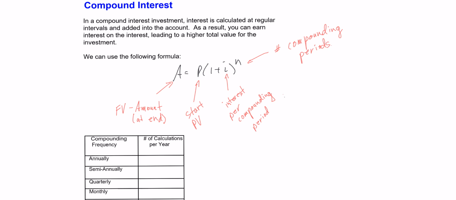Now, because we're humans, we basically think of things in years. But when we talk about compounding periods, we take n, the years, and multiply by the compounding number, which we will discuss in the next portion of this note.